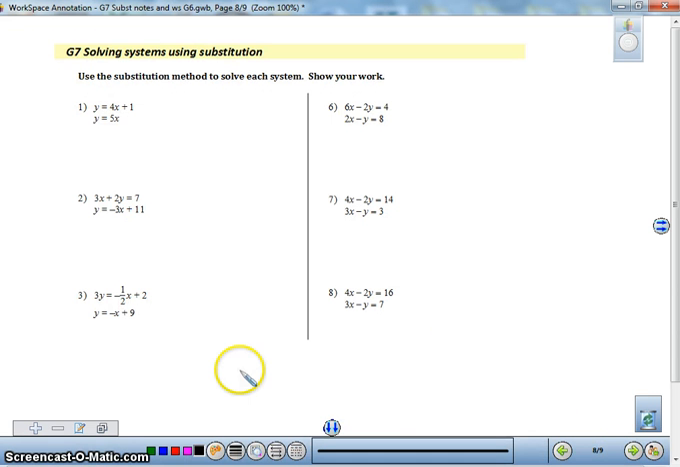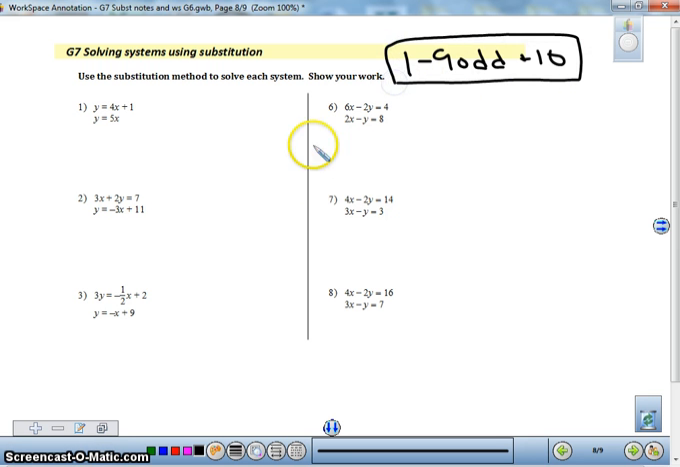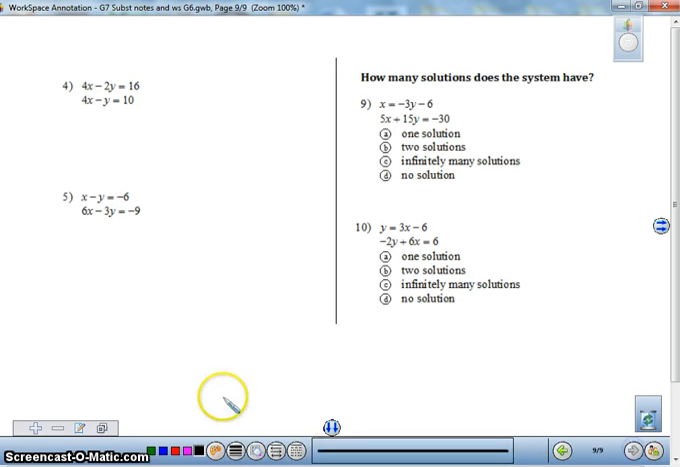Now, as you look at this assignment, I was looking at the G7 worksheet, and I think what we are going to do in G7 is we are going to do 1 to 9 odd and 10. Because I do want you to do those two multiple choice questions. If you want to do any of the evens for extra practice, please right now in front of the evens put EX for extra. Do not do them until you have done all of the odds. You have to do 9 and 10.